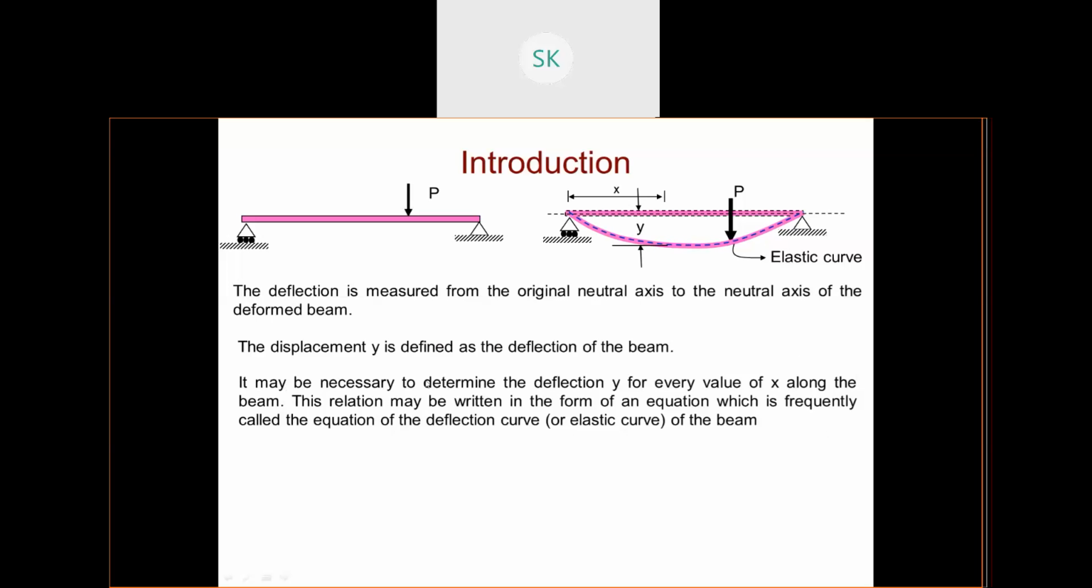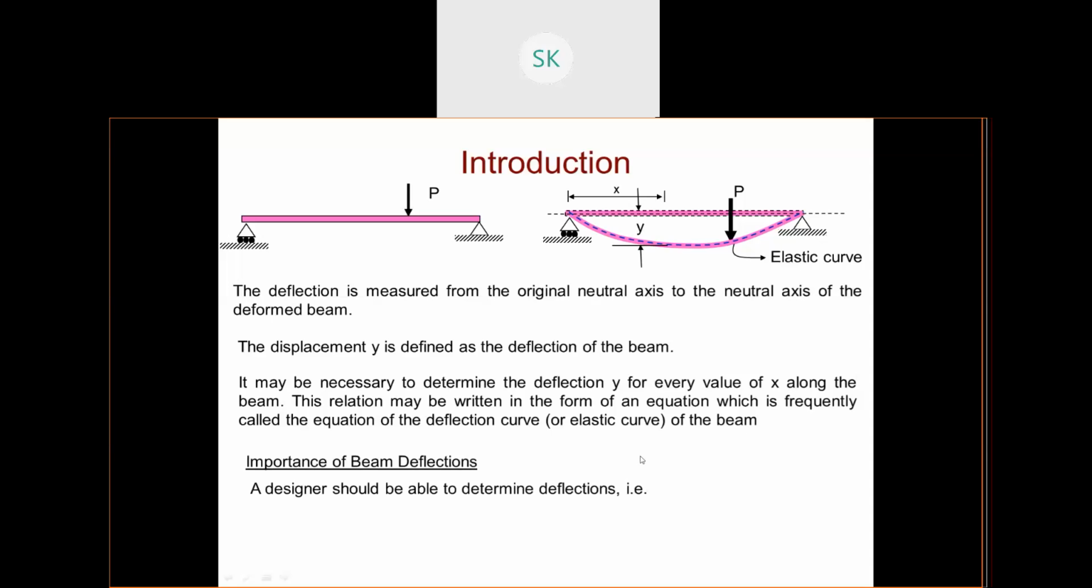It may be necessary to determine the deflection y for every value of x. As I have discussed, you need to find the deflection at x equal to 1, x equal to 5, any value along the beam. The relation may be written in the form of an equation, which is frequently called the equation of the deflection curve. So we'll see an equation for this curve. This curve will have an equation, which is known as the equation of the deflection curve, or this curve is also known as the elastic curve of the beam.